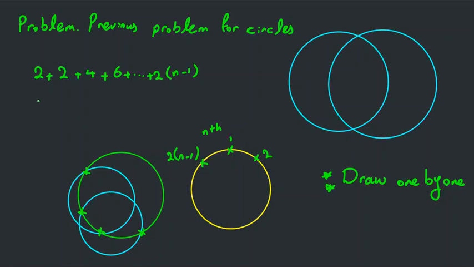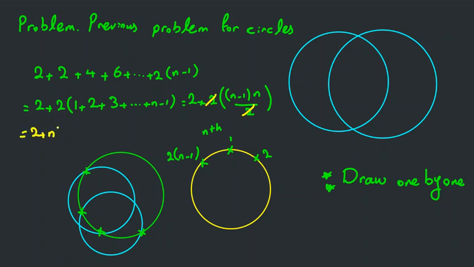Now, if we calculate, we write the first 2, then for the next ones, if we factor out 2, it will be 1 plus up to n minus 1. This part is n minus 1 times n over 2. The 2 will be cancelled, so it will be n minus 1 times n. It is equal to 2 plus n times n minus 1.